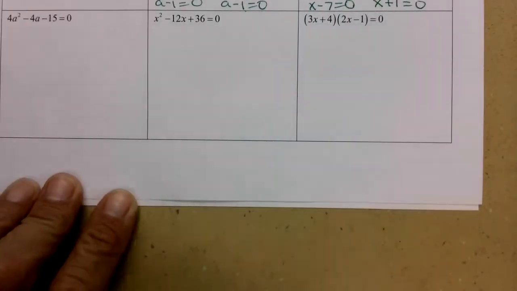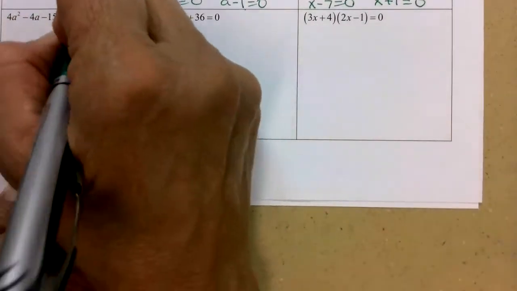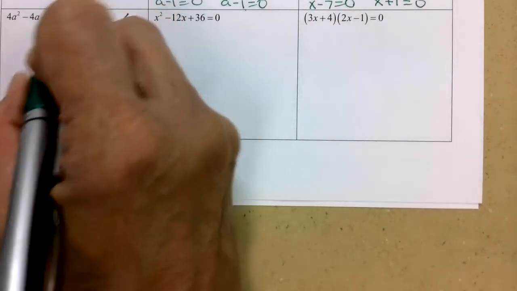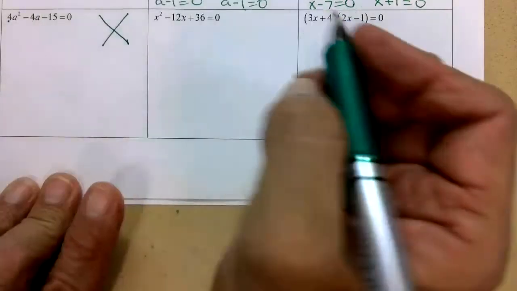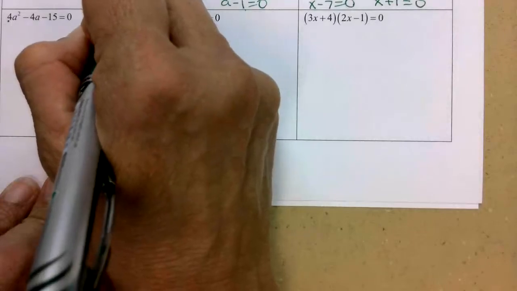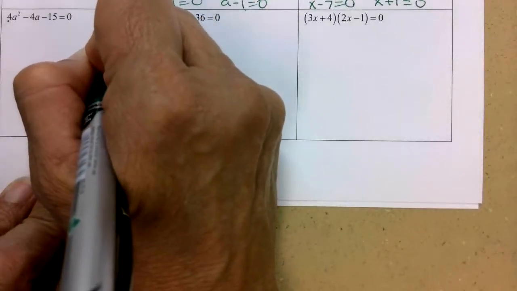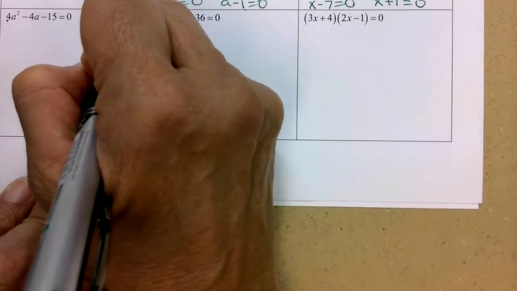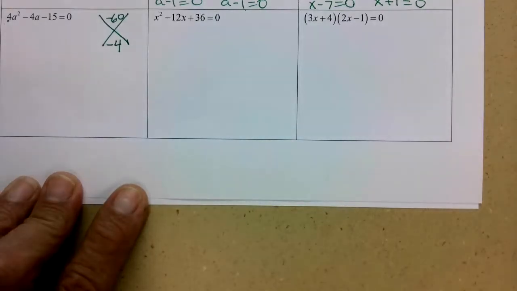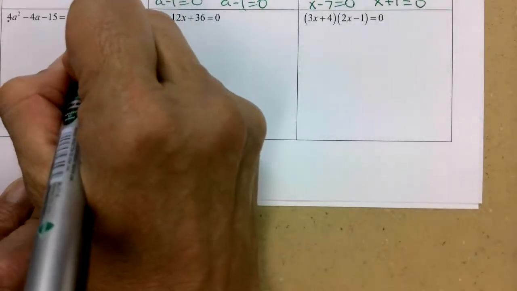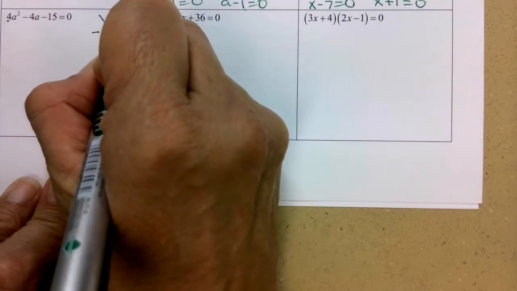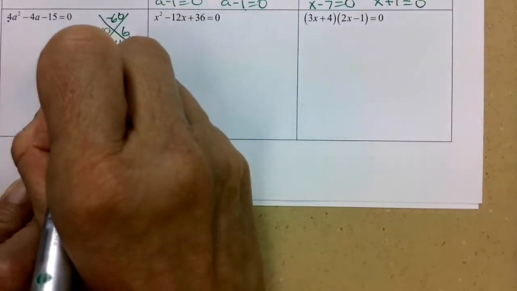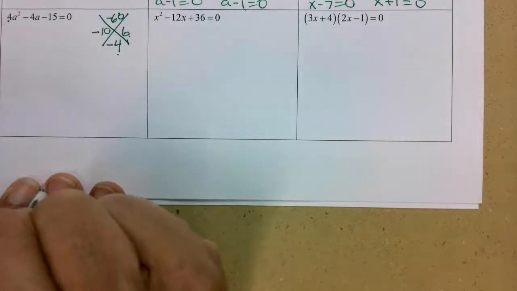Okay, here we go. 3 more. Oh dear. Remember how we factor when our leading coefficient isn't 1. So 4 times negative 15 is negative 60. I'm going to multiply or add to get negative 4. That's going to be negative 10 and positive 6. So negative 10 times positive 6 is negative 60. Negative 10 plus 6 is negative 4.